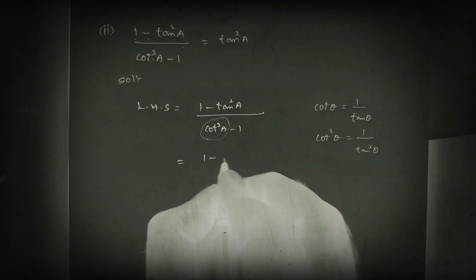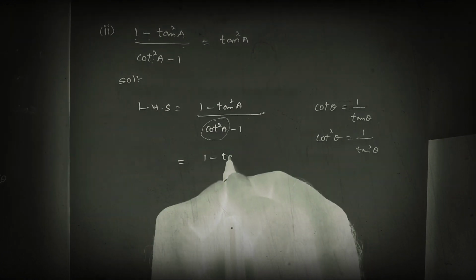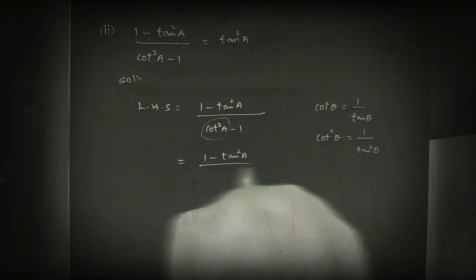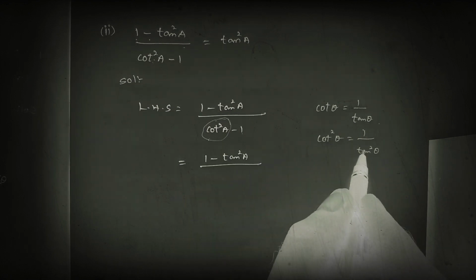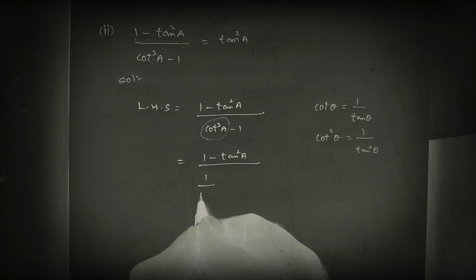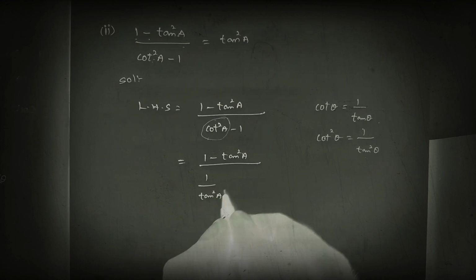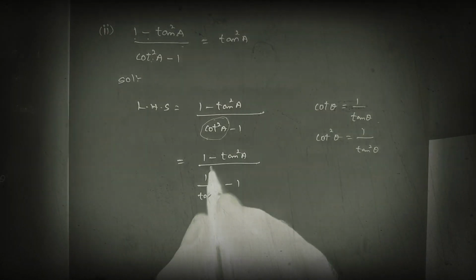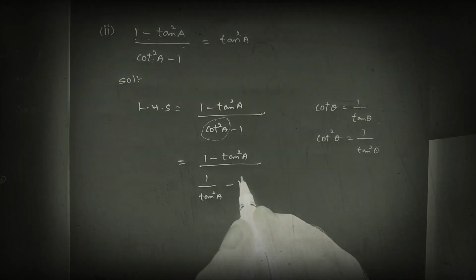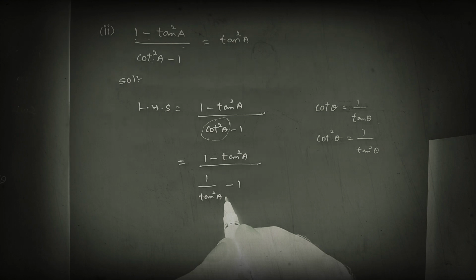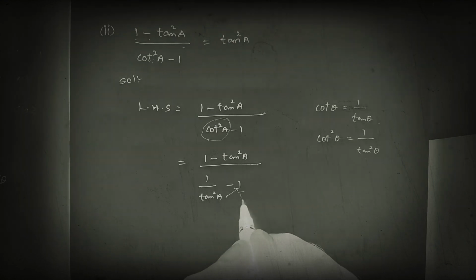So 1 minus tan square A divided by, what is cot square A? Cot square is something, but I am going to convert it in terms of 1 by tan. So 1 by tan square A, minus 1. Now see the denominator alone, it is in the form of a fraction. So by doing the cross multiply, we are going to simplify. So just do the cross multiply by 1.